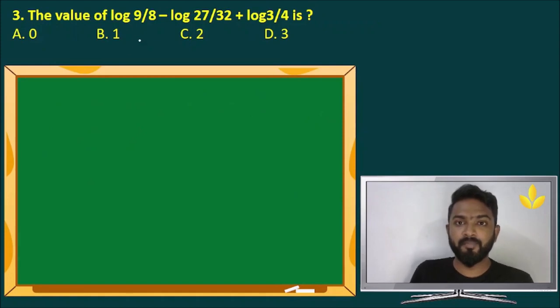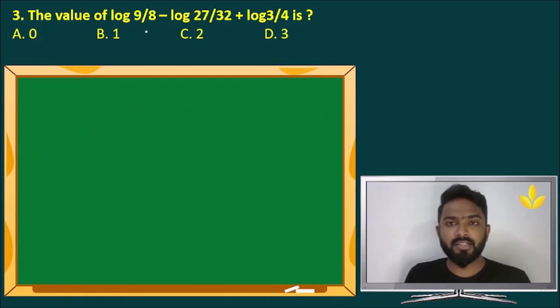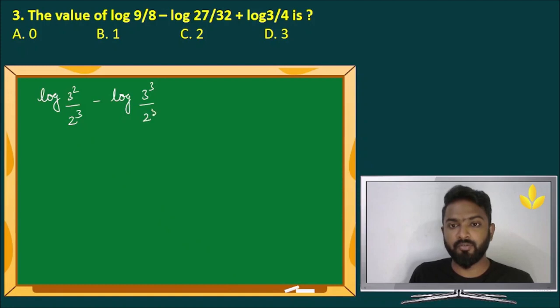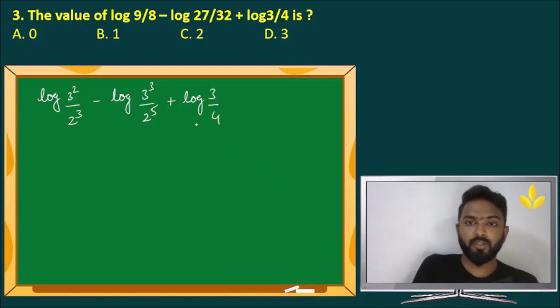Question number 3. Alright, let's convert all of them into their base values. We have log of 9 by 8, so log of 3 square divided by 2 power 3, minus log of 3 cube divided by 2 power 5, because 32 is 2 power 5, plus log of 3 divided by 4. Alright, what does this mean?